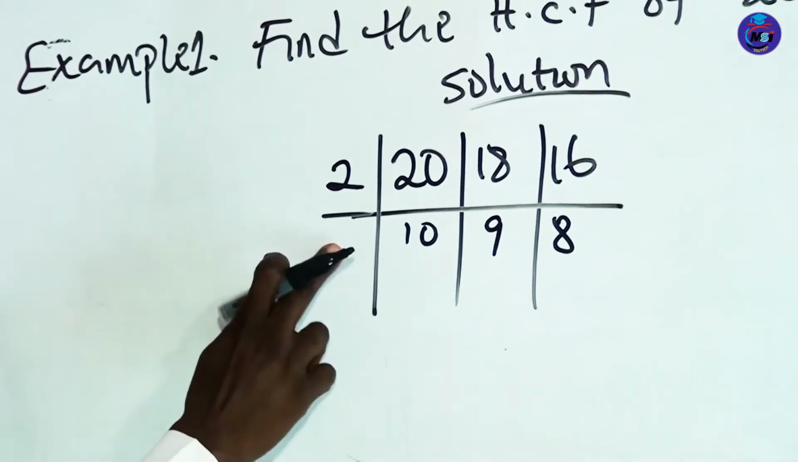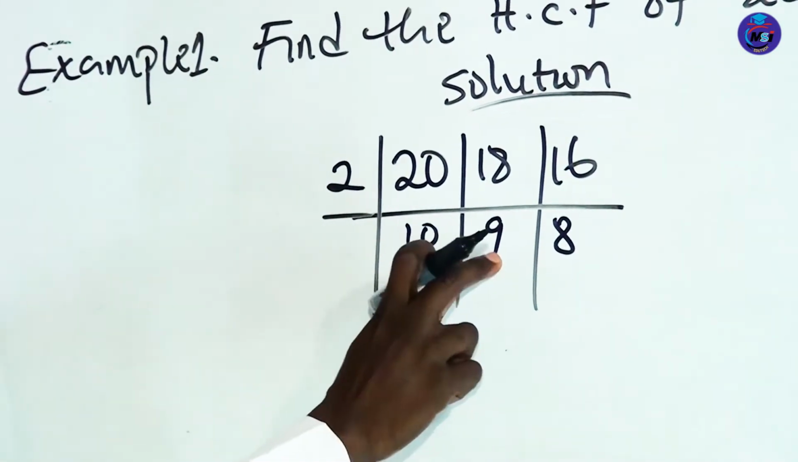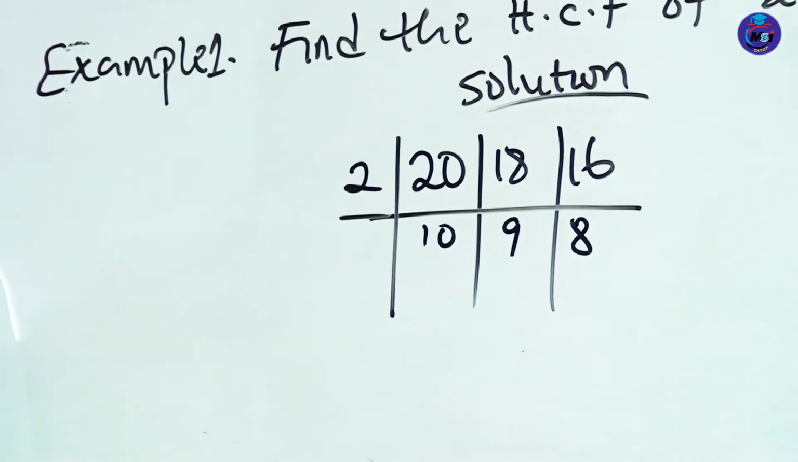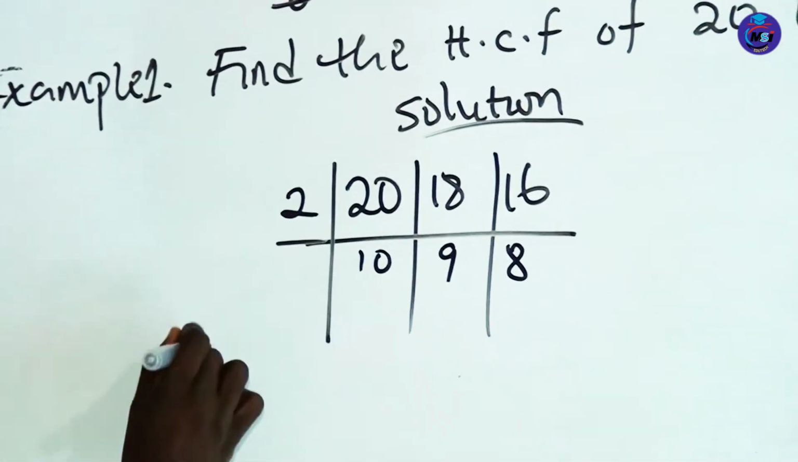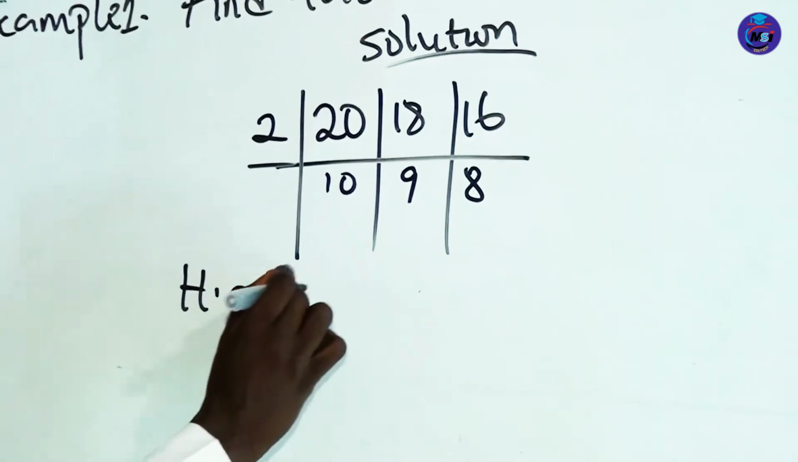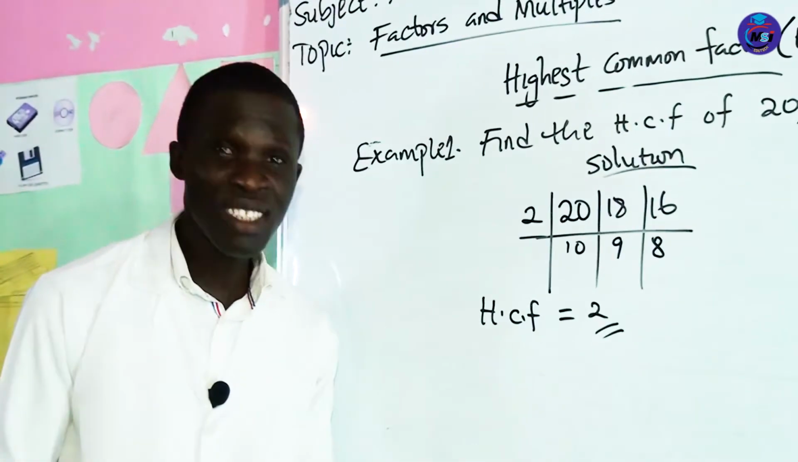No. If we use 2, 2 can divide 10, we get 5. 2 cannot divide 9. We are going to have remainder. But 2 can divide 8. So, our HCF will be equals to what? 2. You can see that this is very simple.